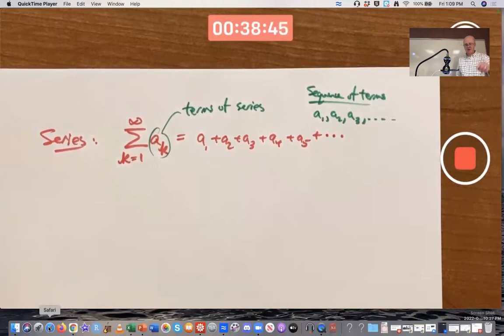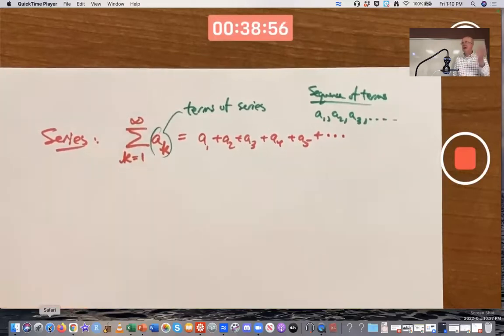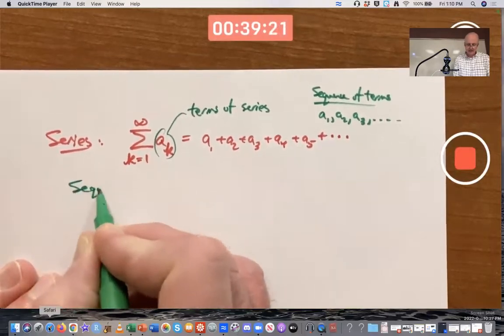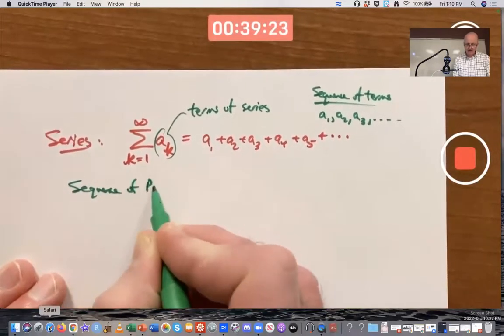More precisely, it is a function. You could call it a sub k, where the input k is a positive integer. The value a sub k itself, though, could be any number, integer or not, could be 7.32965, blah, blah, blah. That's the series. How do you decide if a series converges or not? By definition, you have to look at the sequence of partial sums.